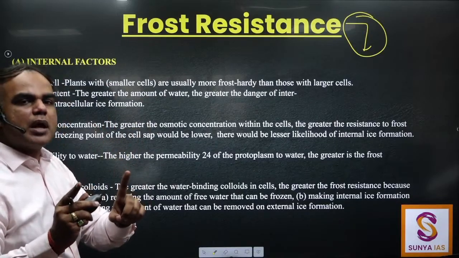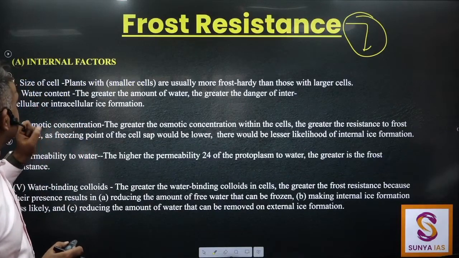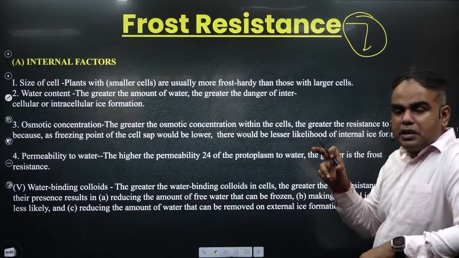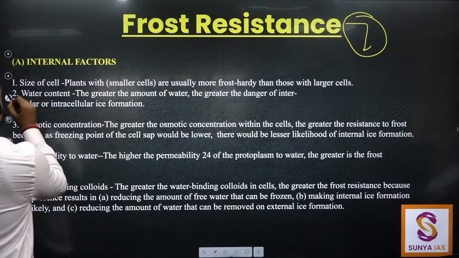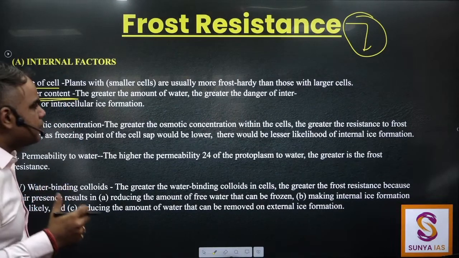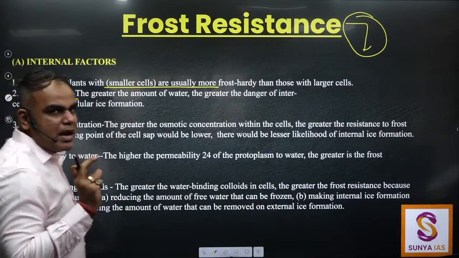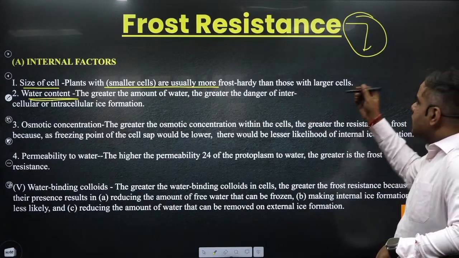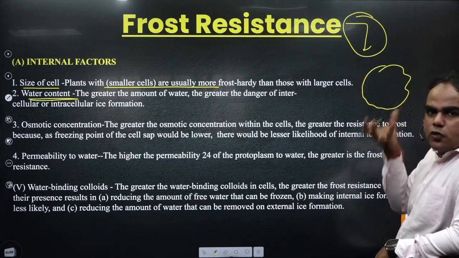In this, you have to structure your answer in terms of internal factors and external factors. We'll have a look at what the internal factors that contribute to frost resistance are, and what the external factors are. Internal: remember the very first thing I told you about is the cell. One by one: one is the size of the cell, then there is water content. Plants with smaller cells are more frost hardy as compared to larger cells. And second, if a plant has a greater amount of water content, at low temperatures this water is going to freeze and then cause injuries.